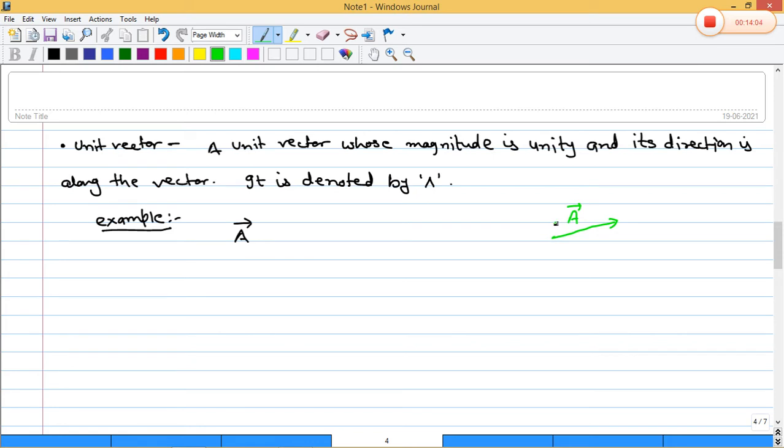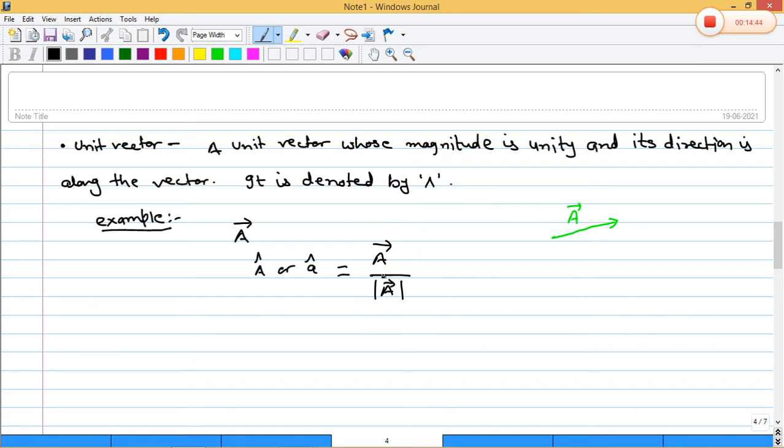But now what will be the unit vector of this vector? So we have to write here the unit vector of A. We can represent it as A cap, or we can write the small a cap. Small a cap is nothing but the vector divided by its magnitude, so that the magnitude of this vector becomes 1. Why? Because in a unit vector the magnitude will be 1 and its direction is along the vector only.